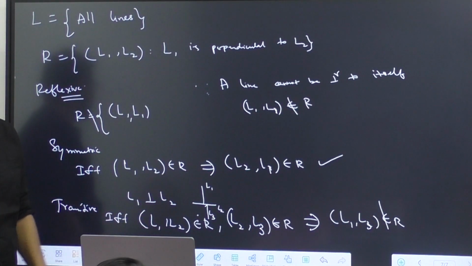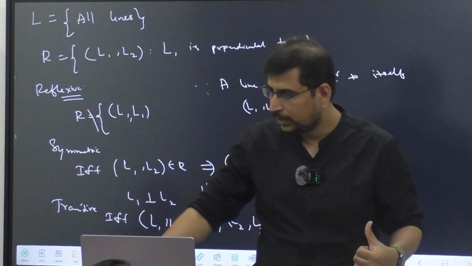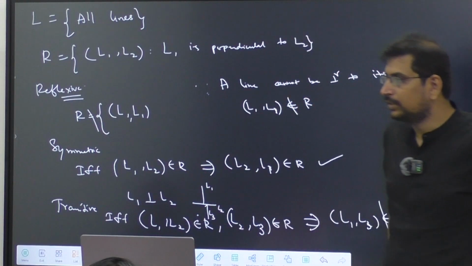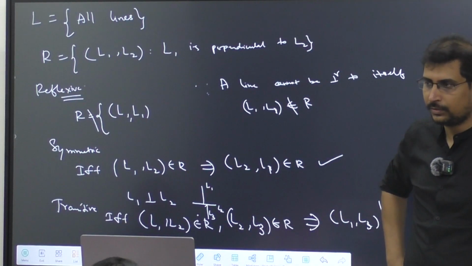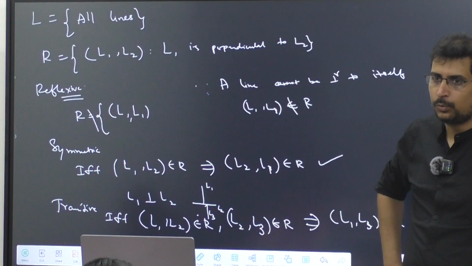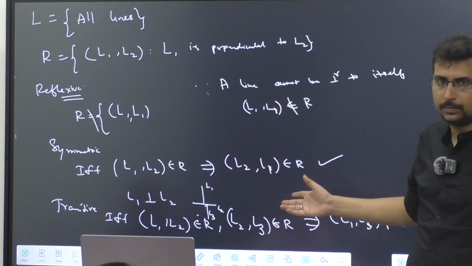Right. So what is the conclusion you can make from this? This particular relation is only symmetric. It is neither reflexive nor transitive. So is that what the question is? Prove that the given relation is. Now you understood, right?